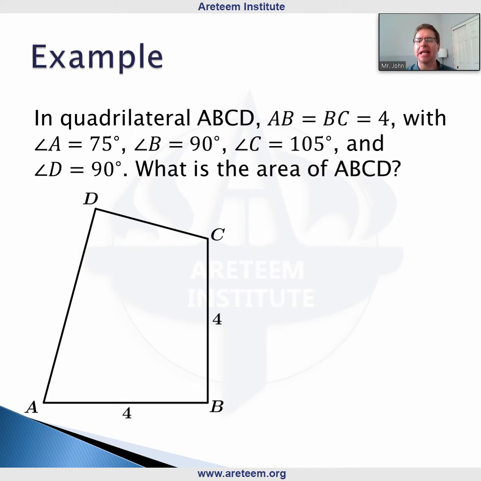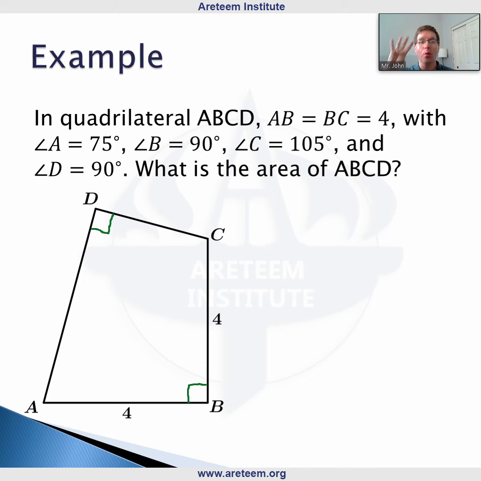We have then angles given as well. So angle A is 75 degrees. Angle B is 90. So let me label the 90-degree angles right off the bat. C is 105 and D is also 90 here. So here we have now the information about the right angles labeled here, and we want to find the area of this quadrilateral. Now, what should jump out at us here?